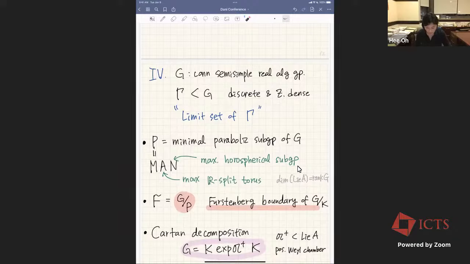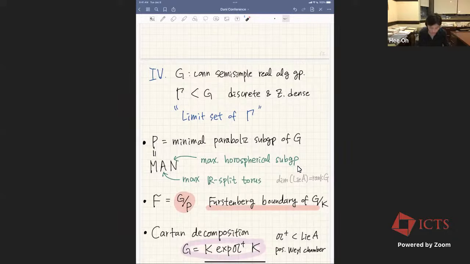So now I want to define what we call the limit set of gamma, and for that we need to pick some notations. So we are going to denote by P a minimal parabolic subgroup of G. The minimal parabolic subgroup is the normalizer of a maximal horospherical subgroup. So this is the relation between maximal horospherical subgroup and minimal parabolic subgroup.